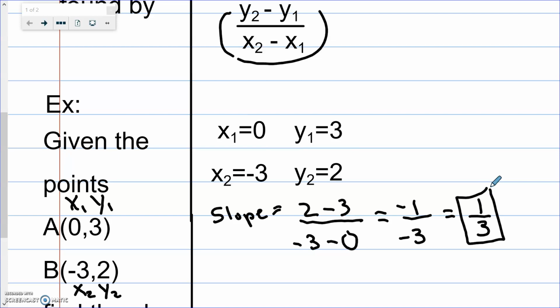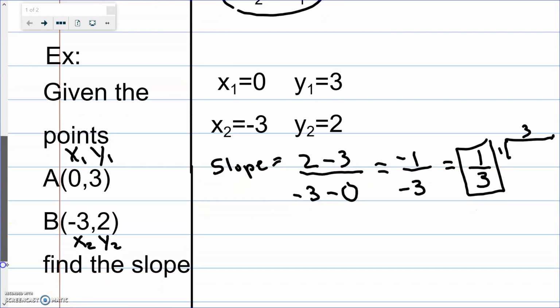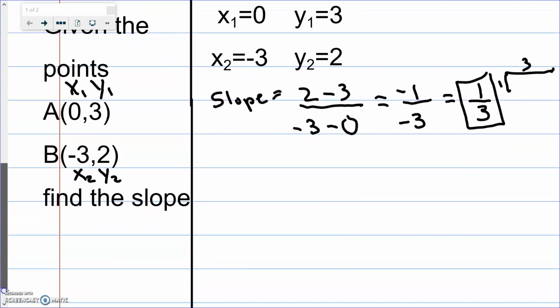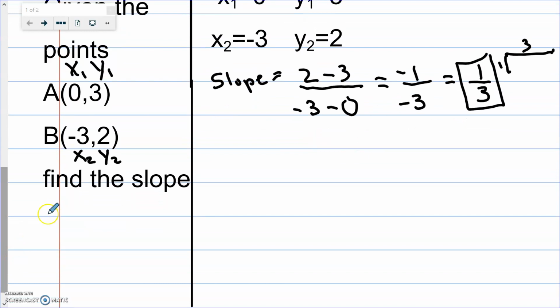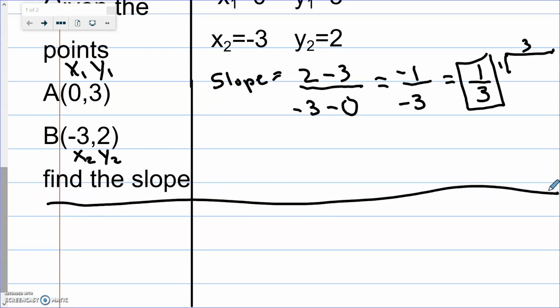That means that we go up 1 and over 3 between each and every point. And so as we're graphing on the graph, we go up 1 over 3, up 1 over 3 to find each additional new point. So we're going to start off with that concept before we move into finding perpendicular and parallel lines. I need you to be able to find the slope.